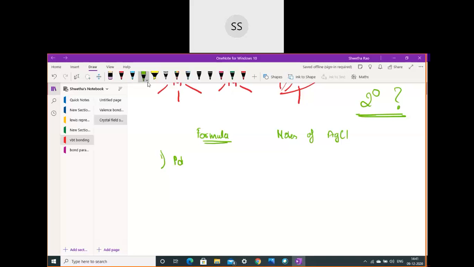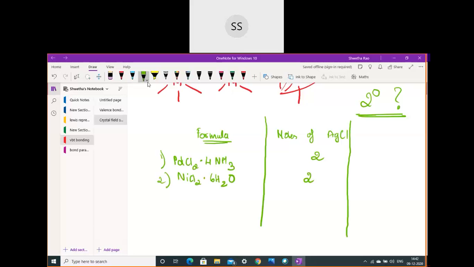Now I will take a few questions. On the basis of the following observations, a table is given. The formula of the compound is given to you, and then how many moles of AgCl are precipitated with silver nitrate is given. Your job is to find how much is the secondary valences, the secondary linkage, by seeing this formula and the number of moles of AgCl precipitated.